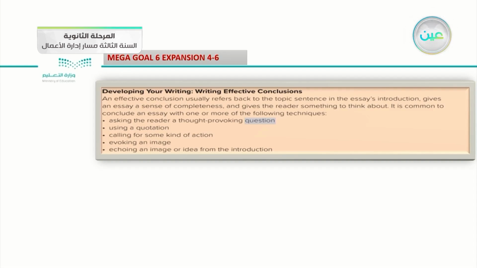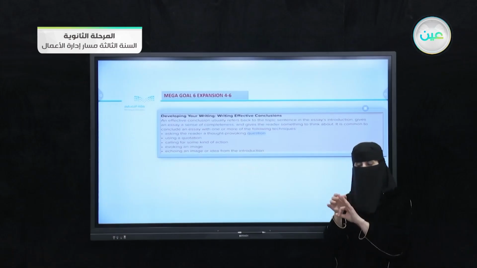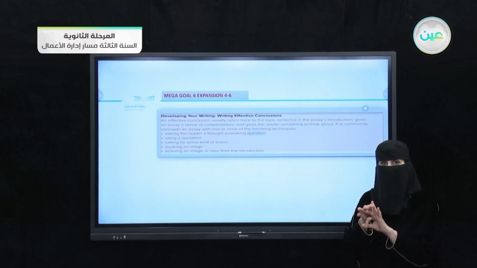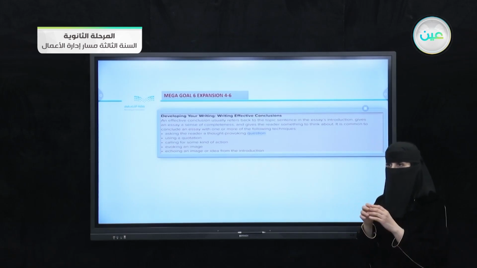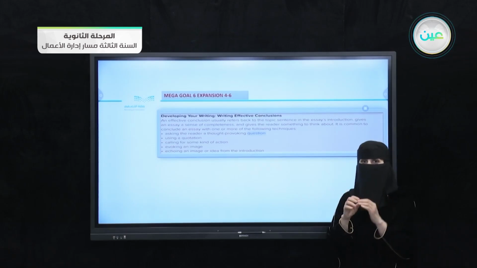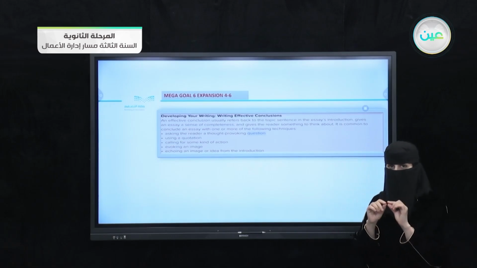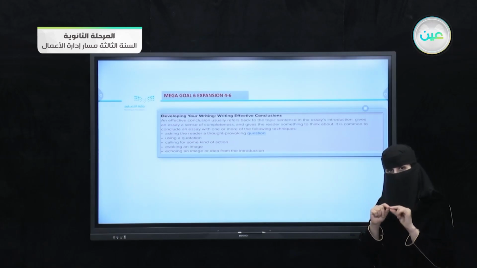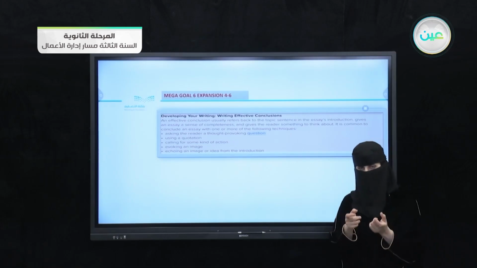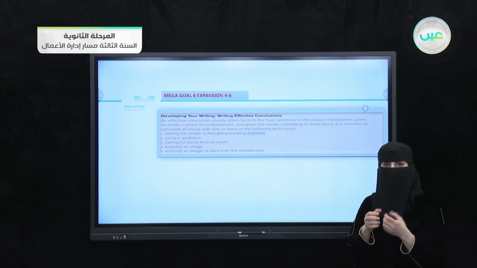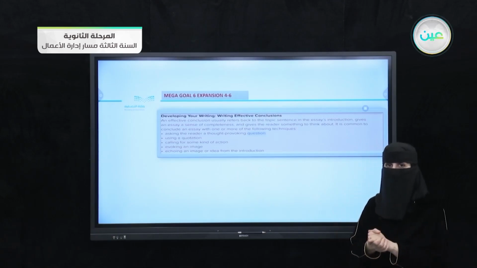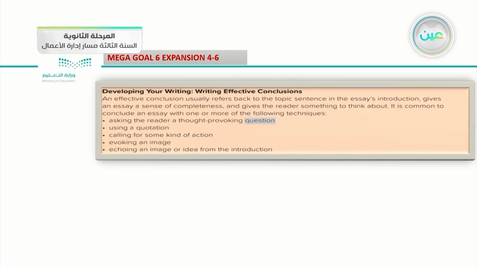As I said in the previous lesson, our essay should have 3 parts. The first one is the introduction, the second part is the body, which has 3 paragraphs in academic writing, and the last one, an important one, is the conclusion. Today, inshallah, we're going to discuss how to make it effective, how to keep your reader still excited about what you want to say at the end of your essay. Developing your writing: effective conclusions.